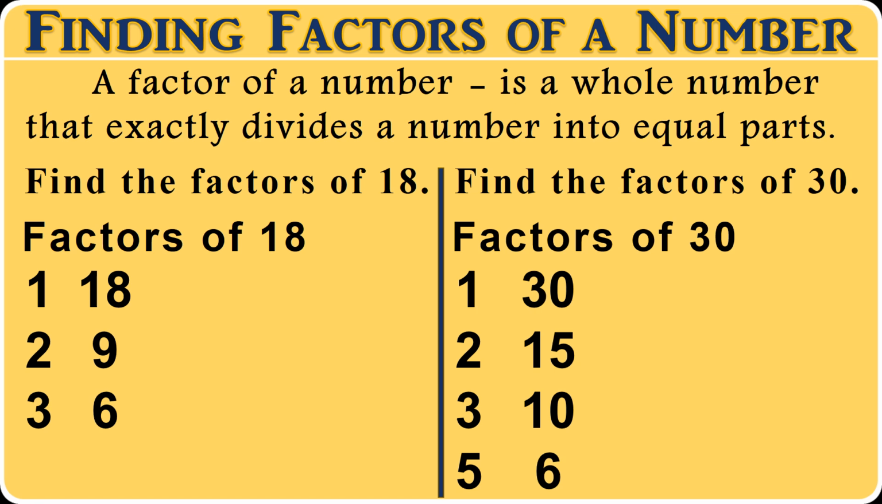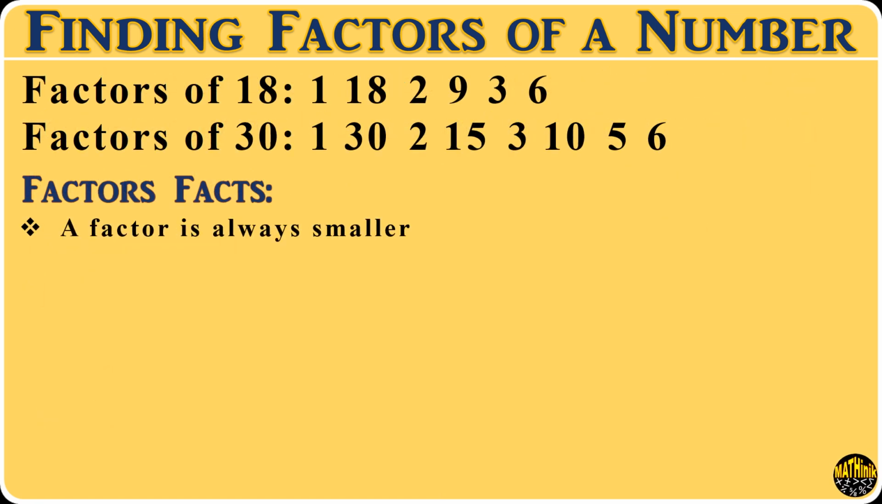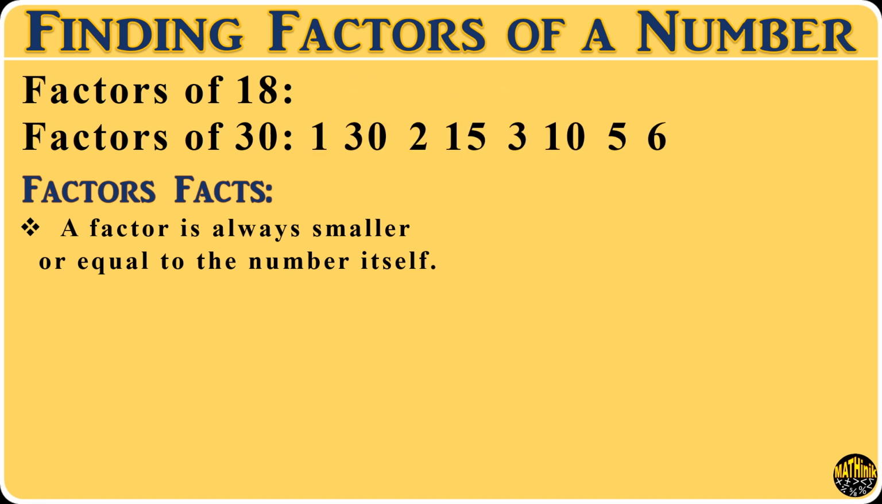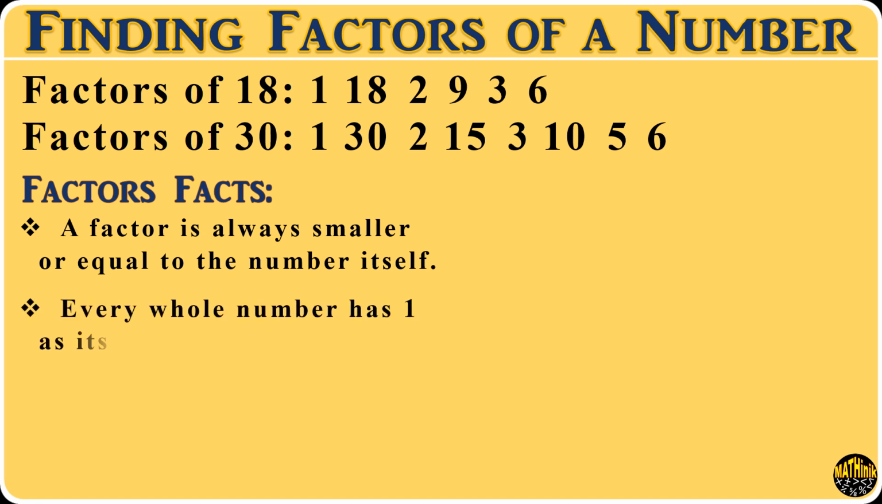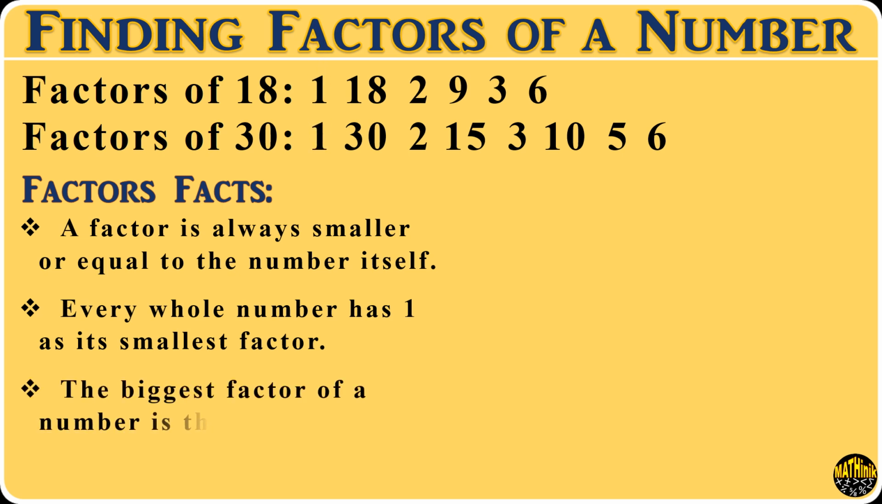We observe a lot of facts about factors. Let's have them one by one. A factor is always smaller or equal to the number itself. Indeed, in our examples for 18 and 30, we didn't see a factor bigger than these numbers. Every whole number has 1 as its smallest factor. Next, the biggest factor of a number is the number itself. For 18, it is 18, and for 30, it is 30.